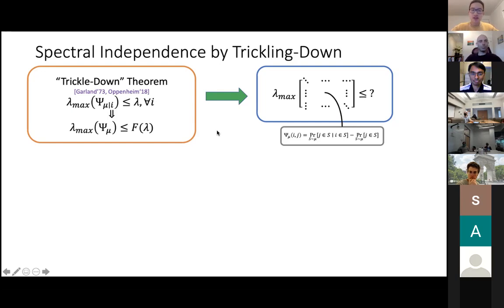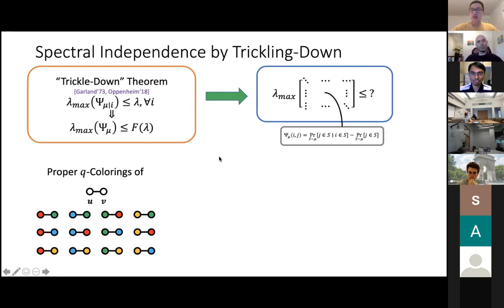But unfortunately, at least in its current form, it is not quite applicable to our setting for Markov chain mixing. Perhaps one reason is that typically the dimension of our problem is going to be growing linearly in n, and so you would have to apply this trickle down theorem n many times. Okay, so let me make things a little bit more concrete here.